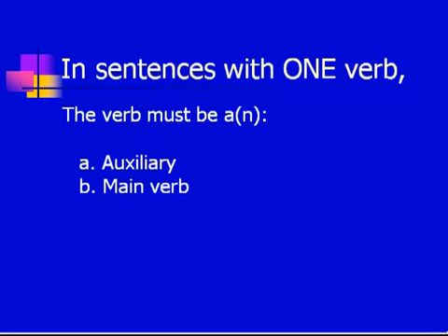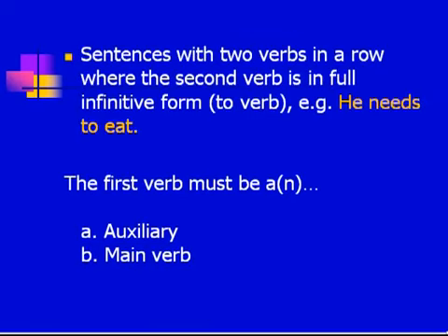Okay, quick recap. Do you still remember? In sentences with one verb, the verb must be a what? An auxiliary or a main verb? Well, I hope you said main verb, because that's correct. Auxiliaries always have to occur with at least another verb. Sentences with 2 verbs in a row where the second verb is in full infinitive form, a to plus verb form. For example, he needs to eat. What is the first verb in such a sentence? Auxiliary or main verb? Well, it's always a main verb. So auxiliaries don't occur with a full infinitive form.